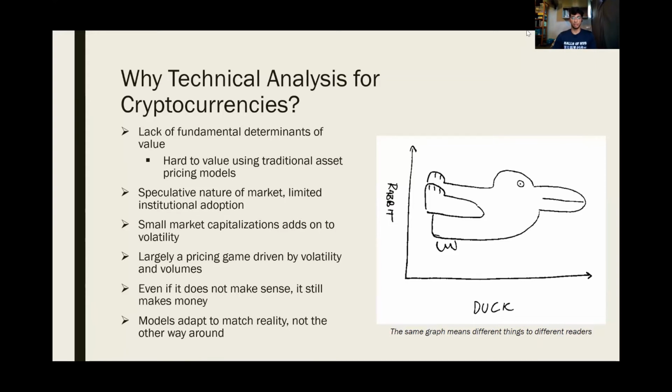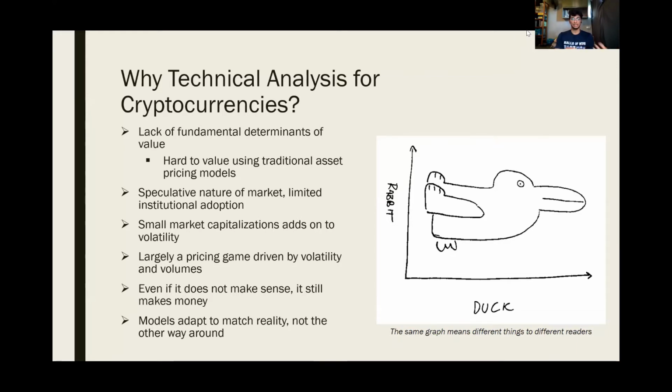Another factor is the small market capitalizations, which result in higher volatility. Essentially, you're playing a game with the price that is driven by various factors like volatility and volumes, and you're trying to predict price movements based on these factors. Even if it doesn't really make sense, as many crypto traders might attest, it still does make money, which means that technical analysis can still be applied in certain situations to cryptocurrencies.